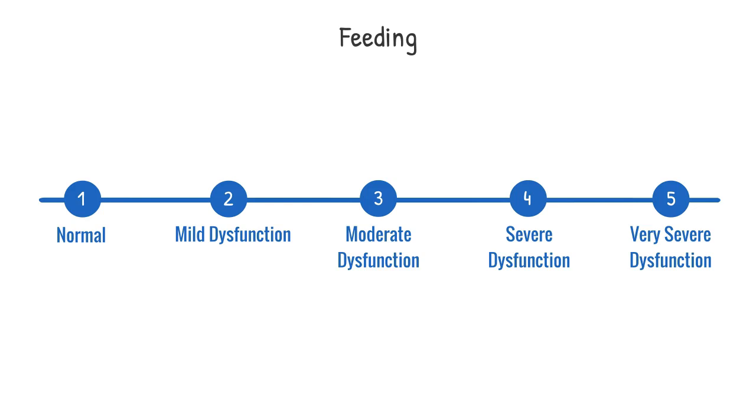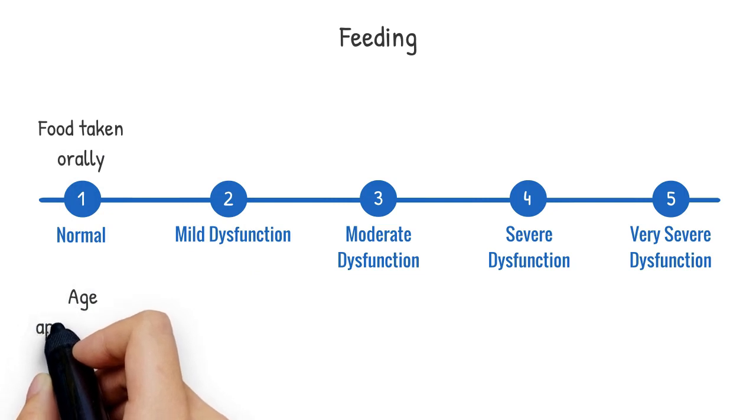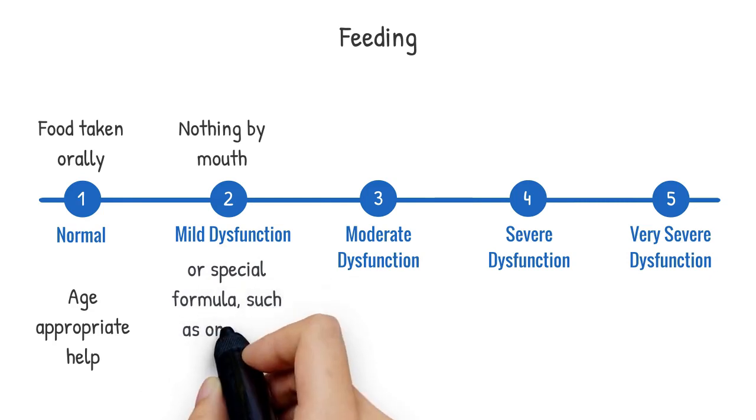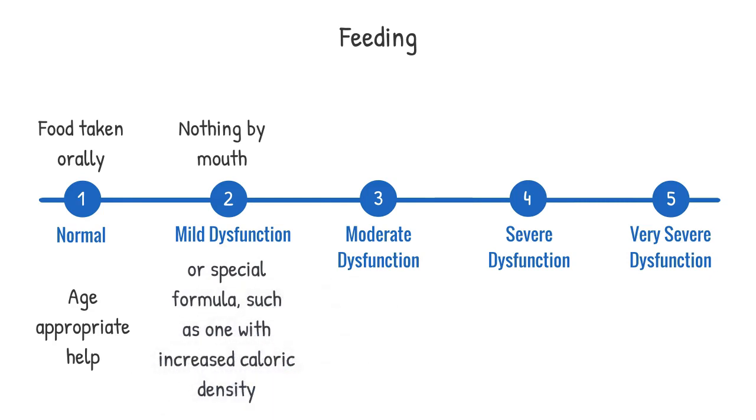The fifth domain is feeding. Normal feeding indicates food is taken orally with age-appropriate help. Mild dysfunction in this domain includes either nothing by mouth, or NPO, or oral feedings with a special formula, such as those with increased caloric density. These indicators for special formulas are usually in the orders, in a nutritionist's note, or in the RN note.